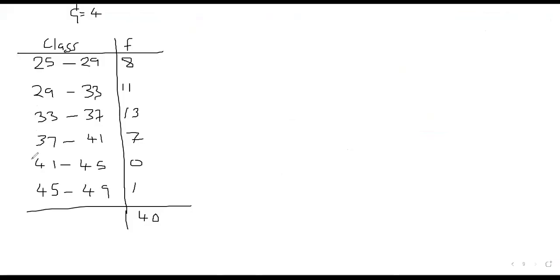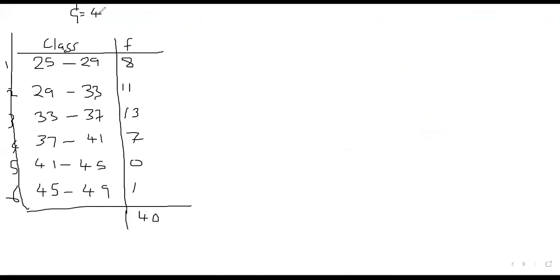1, 2, 3, 4, 5, 6. They need to tally. 1, 2, 3, 4, 5, 6. So this is how you identify the number of classes we're going to get.